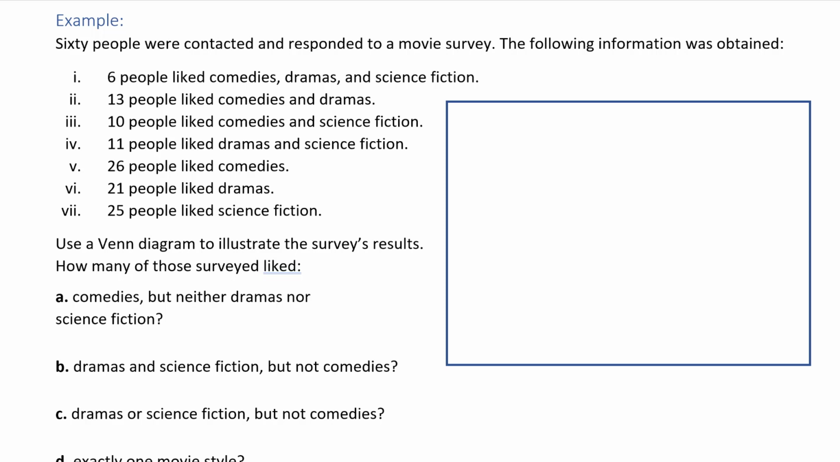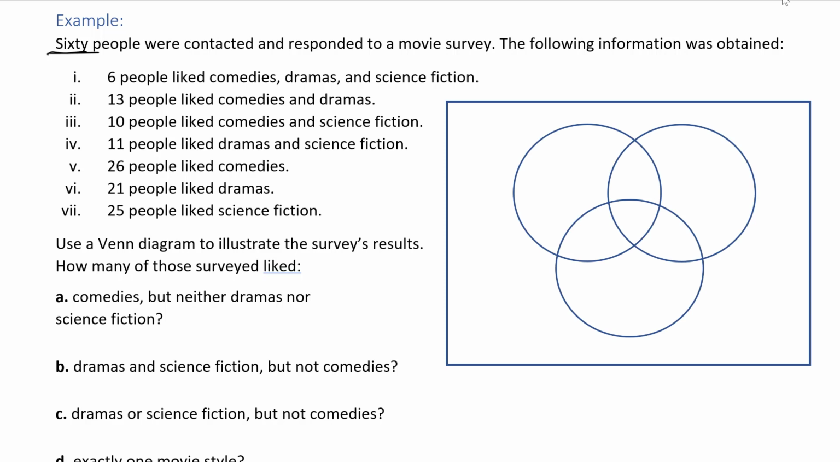Now, if you notice, if you add all these up, this does not equal 60. We know that 60 people were surveyed, but this doesn't add up to 60, which means these groups are not individually represented. They might be overlapping. So I am going to make a 3-circle Venn diagram.